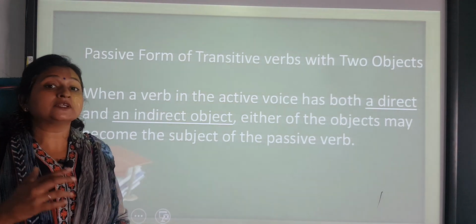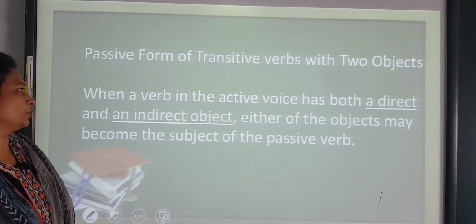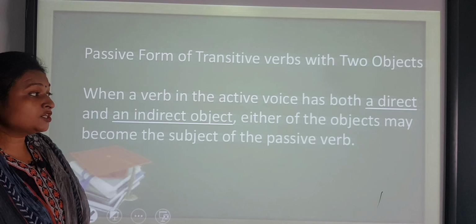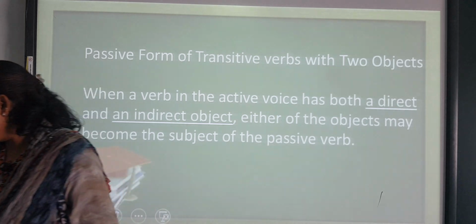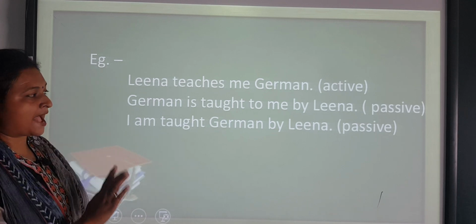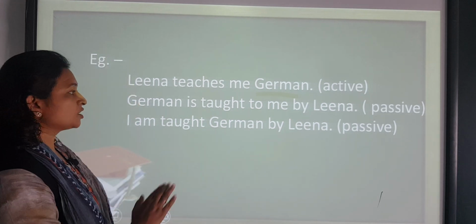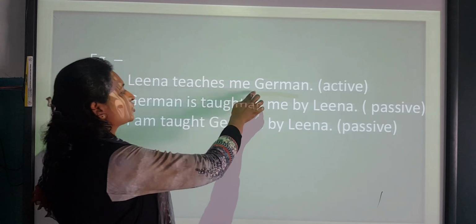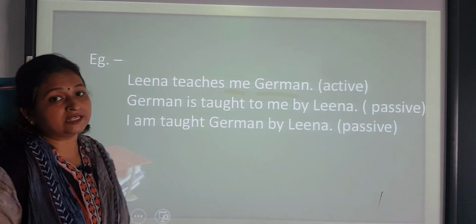Now passive form of transitive verbs with two objects. Okay, many times you have two objects. You have learned that direct and indirect objects दोनों आते हैं साथ में. So in that case what to do? When a verb in the active voice has both a direct and an indirect object, each of the objects may become the subject of the passive verb. For example, Lena teaches me German. Now that is active. Now you know here we have got two objects. So German is taught to me by Lena, that is passive, and in place of me also you can convert it into passive, that is I am taught German by Lena, passive.